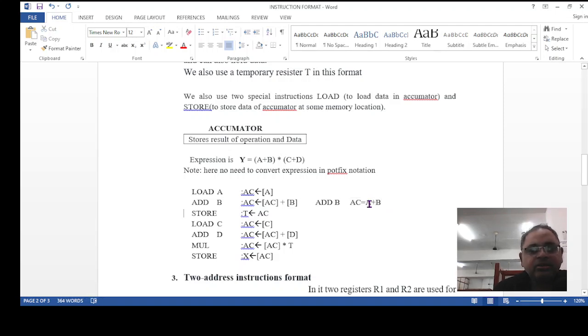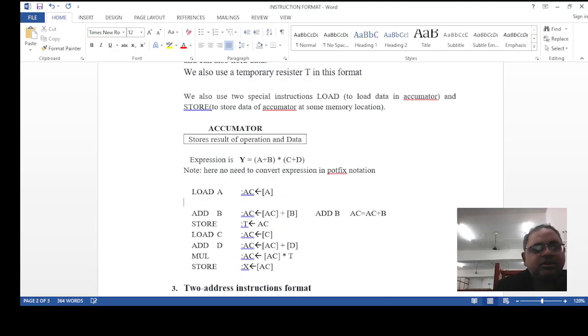To make this clear, because this is the main point in one address instruction, after load A, why is add B written and load B not written? In place of add B, we can also write load B, but let's assume that, as in zero address instruction format, after push A we did push B.